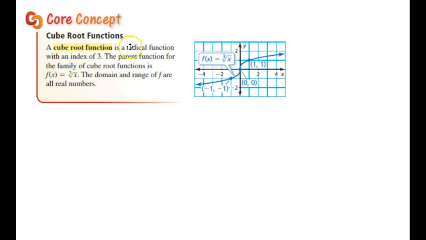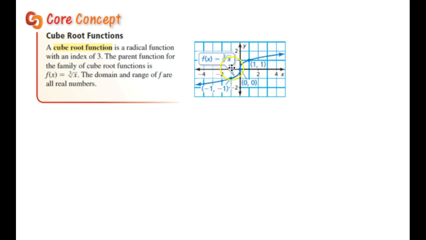So we're still dealing with radical functions, but my index is 3, right? So in our previous lesson we were looking at square roots, where we were taking the square root of things. Here we're taking the cube root of things. So the difference here is we can have negative values on both sides. So my domain and range are going to be all real numbers, which makes that a little bit easier.